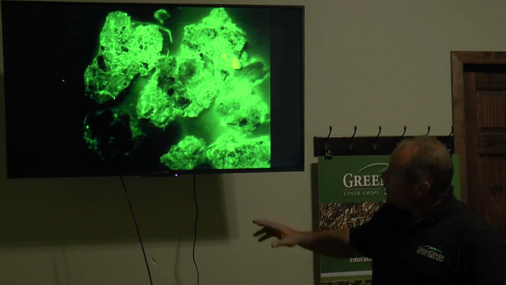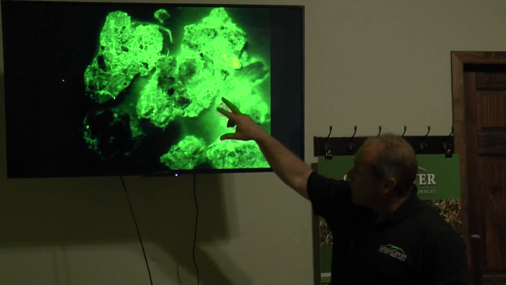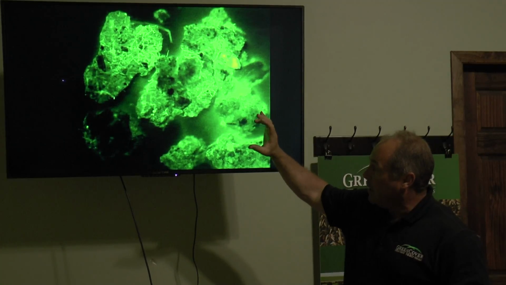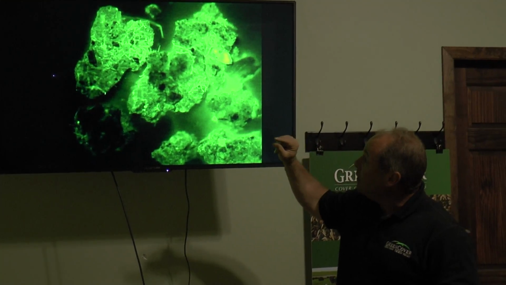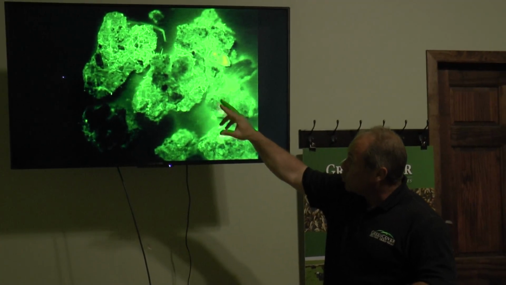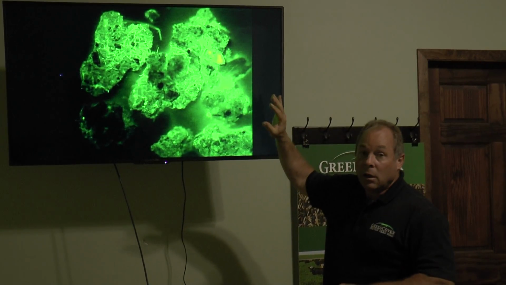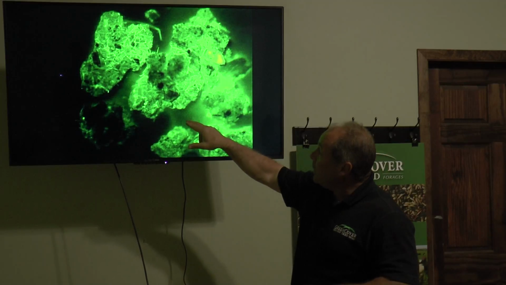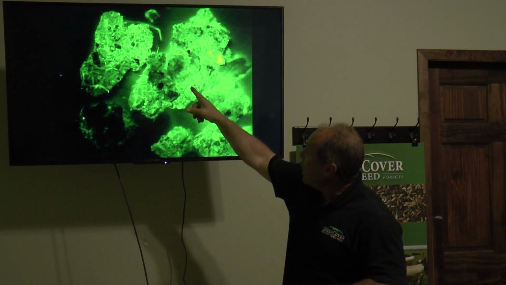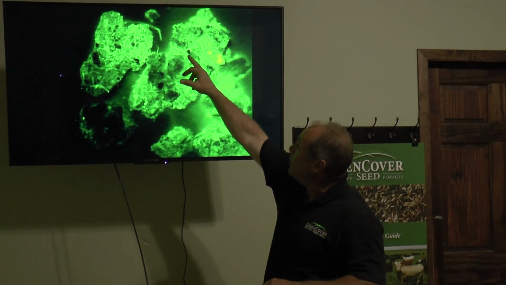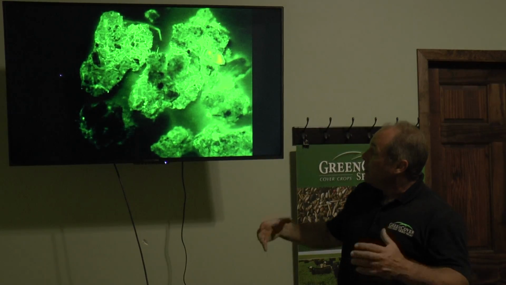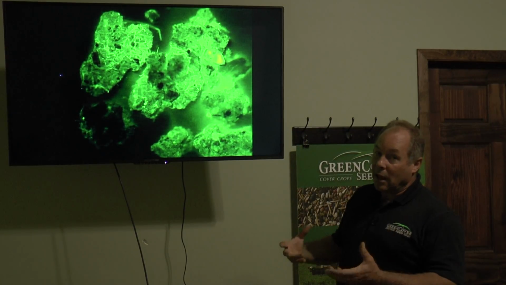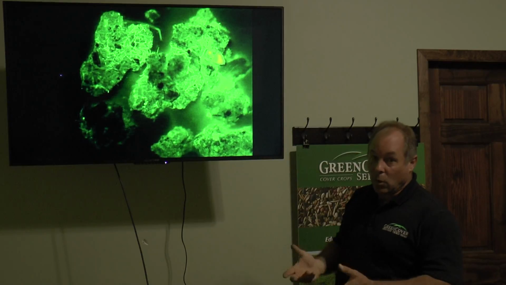This is a picture, a microscope picture of a little ped of soil, a little tiny clod, and the glomalin has been treated so that it glows under ultraviolet light. So all this glow-in-the-dark stuff you see, maybe you can see the little hyphae here, and the glomalin is richer around the hyphae. This is the glue that literally holds the soil together.